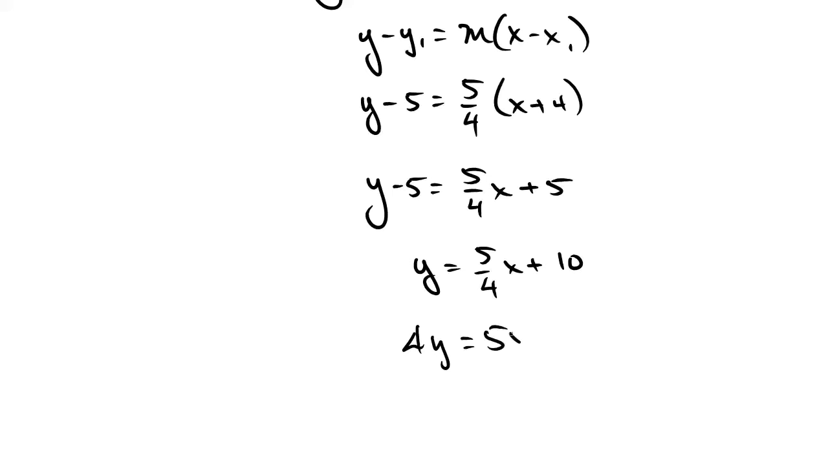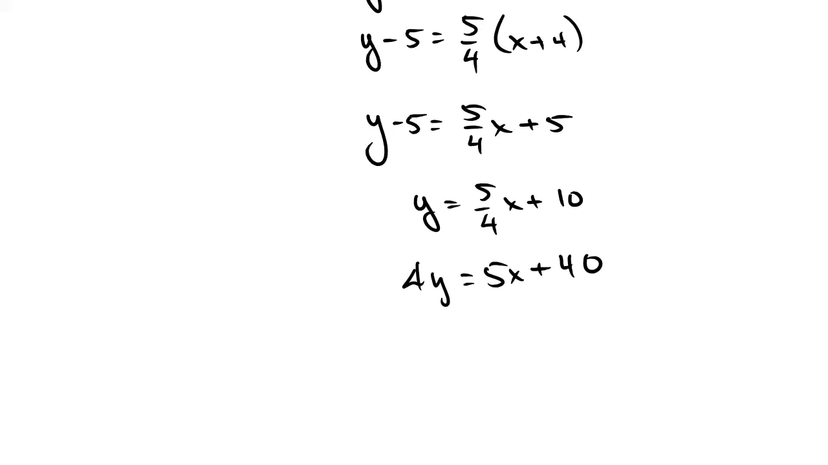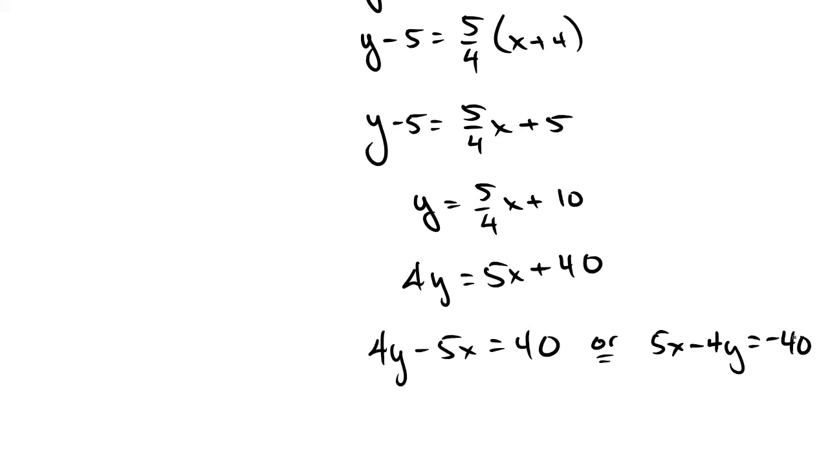4y equals 5x plus 40. And perhaps we would subtract 5x from both sides. 4y minus 5x equals 40. I don't like that. I would much rather have 5x minus 4y equals -40. Either way, that's all algebraic manipulation, and you should be fine.